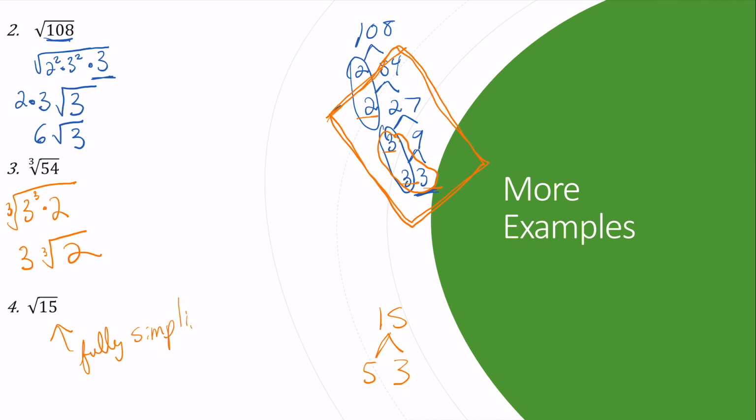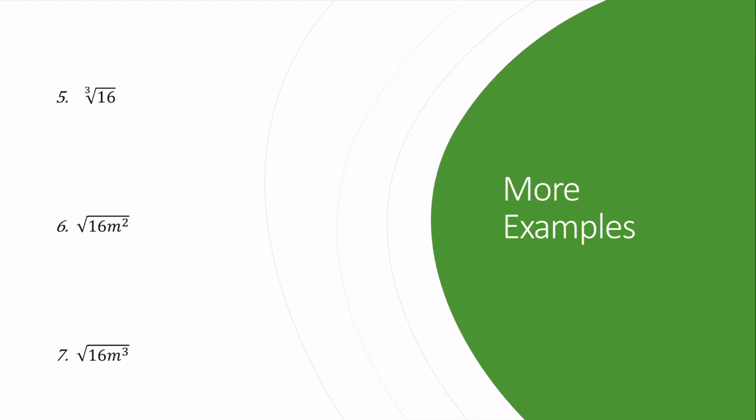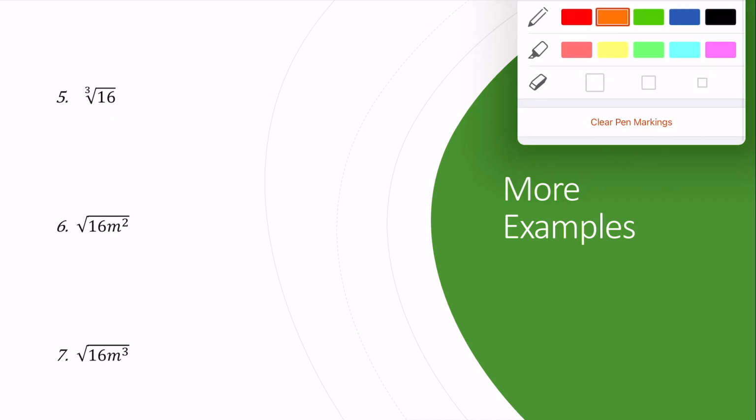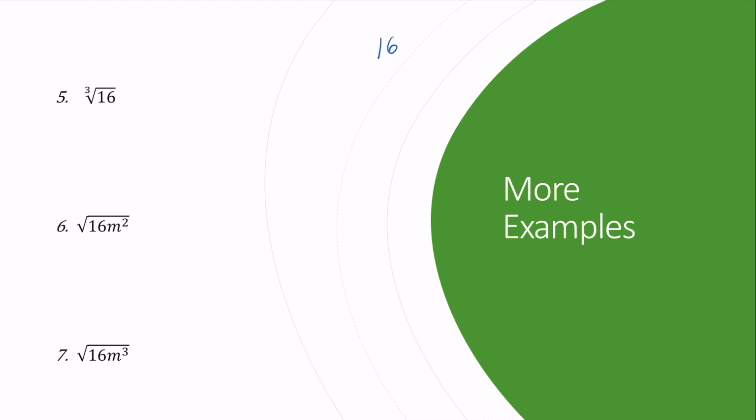If there's no perfect square to take out of a square root, it's fully simplified. What if I have the cube root of 16? I believe I did this example a few slides ago, but we can do it again. 16 is 2 times 2 times 2 times 2, because it's 2 to the 4th. I've got one perfect cube hiding in there. So I've got the cube root of 2 cubed times 2. So I have 2 cube root 2.